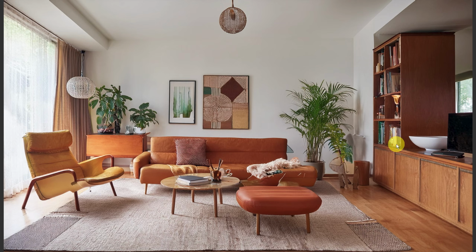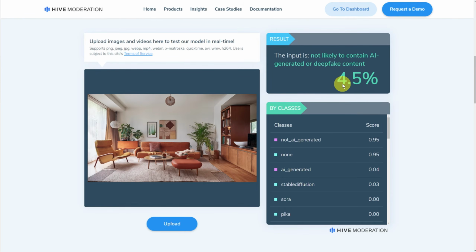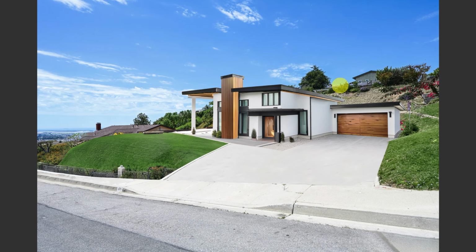If we take a look at this mid-century modern living room, this was generated from Firefly. No other edits were applied to it. When we run this through Hive Moderation, it says only 4.5% likely generated by AI content, but it still detected that there was some probability of AI. But an even more interesting case is when we take a look at this.